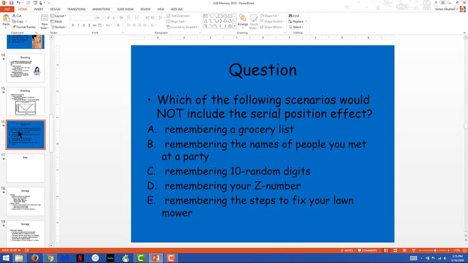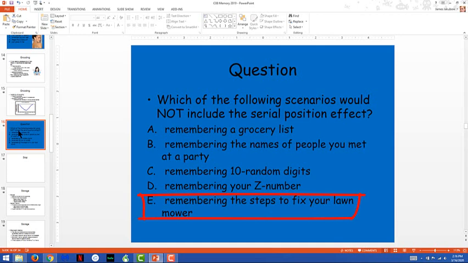So in this question, the very end of our slides here, which of the following scenarios would not include the serial position effect? I'll give you a second to answer that. Okay, of the five answers there, the one that does not include the serial position effect is going to be E, remembering the steps to fix your lawnmower. Because the process to fix your lawnmower will follow a particular sequence, and they will always wind up cueing you in what to do next.